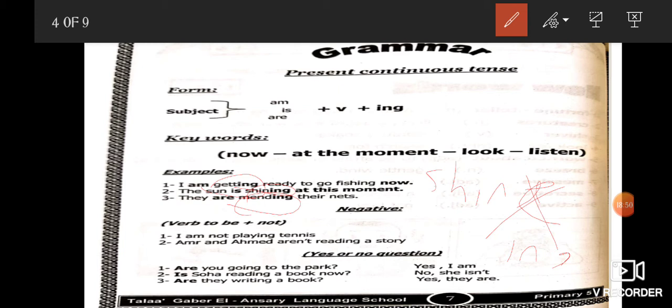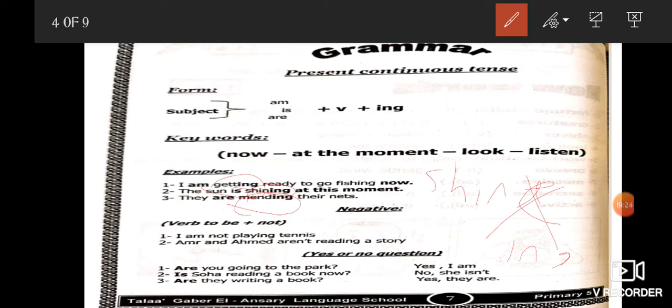Now the question form. Yes or no question or making a question. If I have in the sentence am and is and are, I am going to make a cross with the subject. Listen well to me, okay? They are not written here in the examples. He is eating an apple. I want to make a question. So I will make a cross between he and is and then write the full sentence. Is he eating an apple?